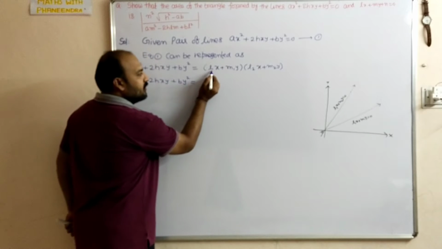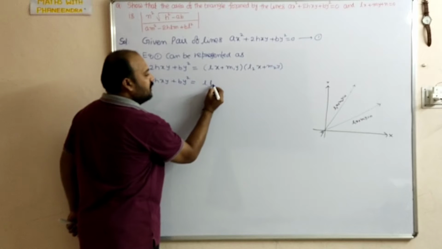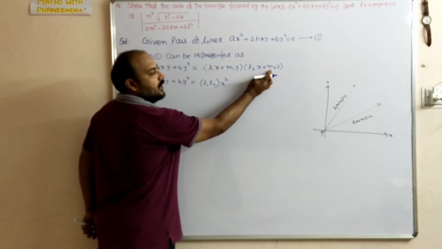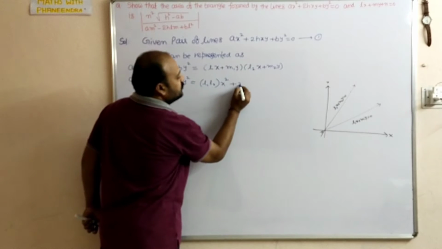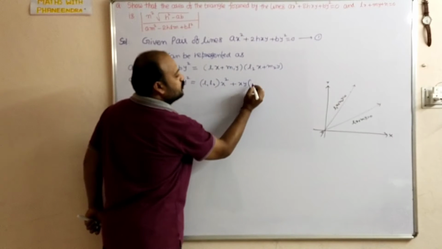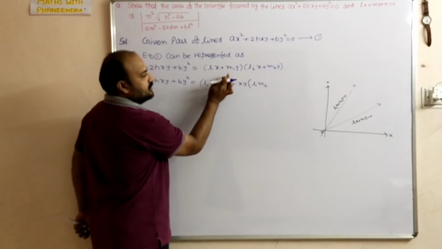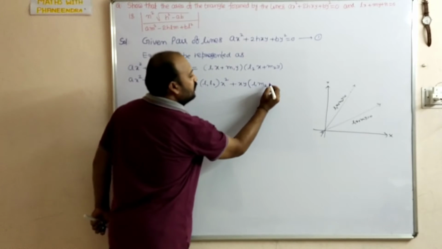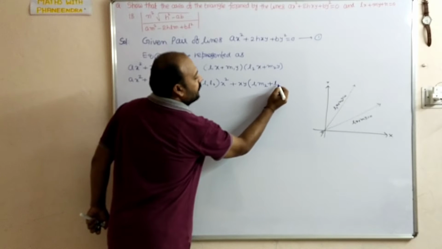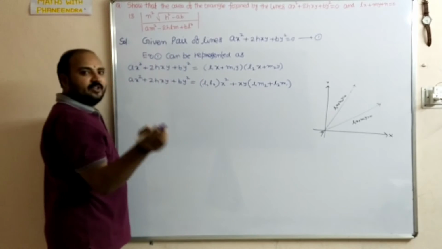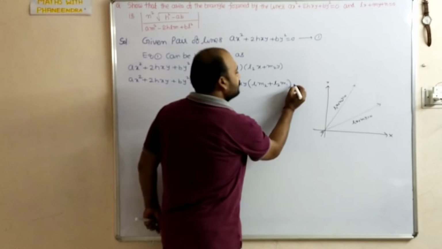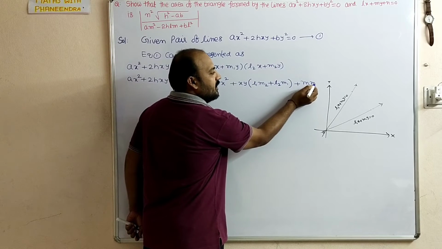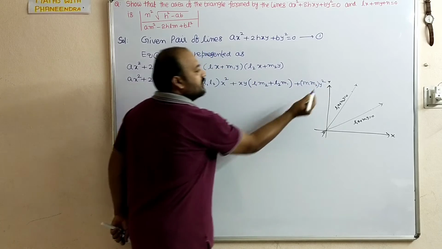Here you have to do that. L1x into L2x, L1 L2 x square, plus L1 M2 x into y, xy I am taking common, L1 M2, next M1 L2 x into y, xy already taken common, M1 into L2. That means L2 M1. In the previous questions I discussed, once you go through, dear students. Plus M1y into M2y, M1 M2 into y square.